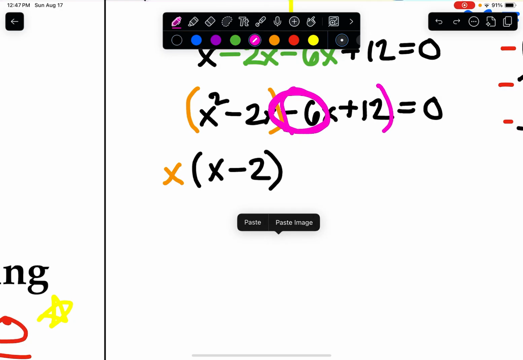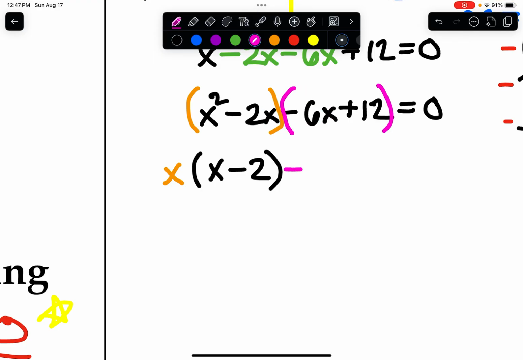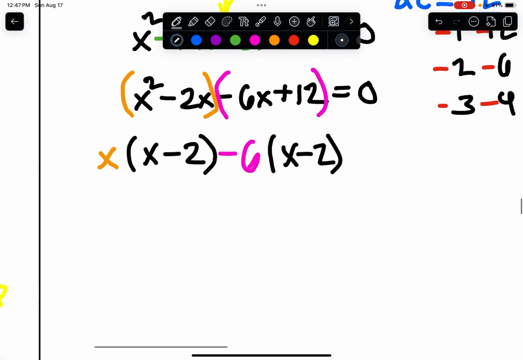If your first term here is negative, you have to take out a negative. So I know I need to take out a negative. And then between 6 and 12, I can take out 6. So I'm factoring out a negative 6. And that leaves me with x minus 2.